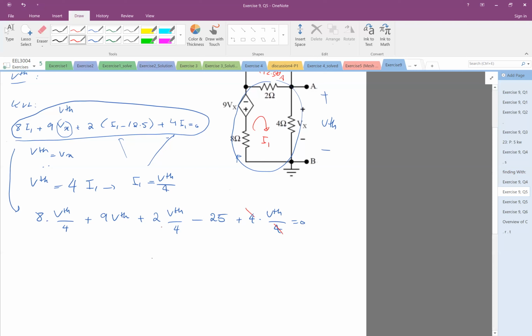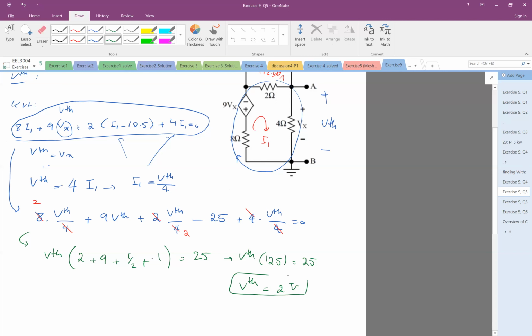And simplify 4 and 4, 8 and 2. Basically, okay, so it's 2 V Thevenin, plus 9 V Thevenin, plus half, plus 1, equal to 25. So this is 10, 12 and a half. So V Thevenin times 12 and a half equal to 25. So V Thevenin is 2.